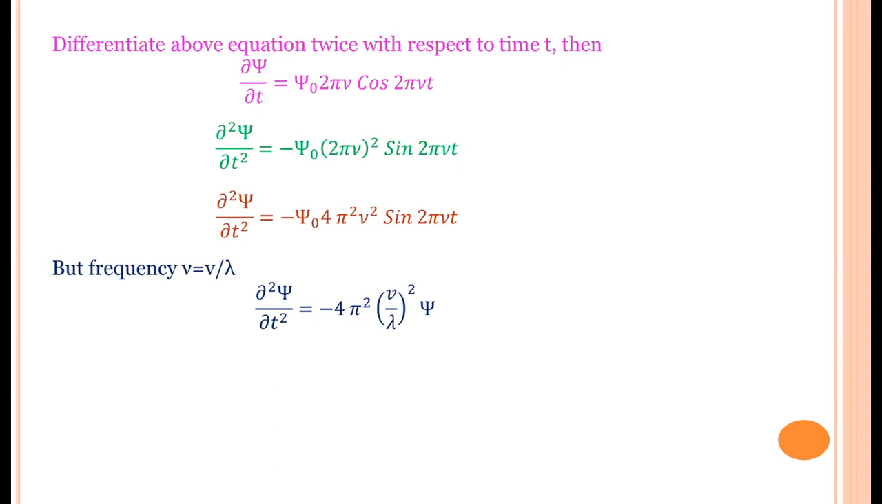Frequency nu is equal to v, where v is the velocity of the wave. Then ∂²ψ/∂t² is equal to (4π²ν²/λ²)ψ. This is according to the classical equation.